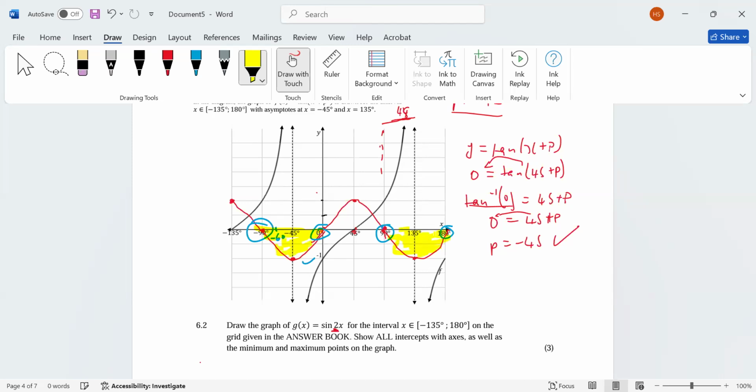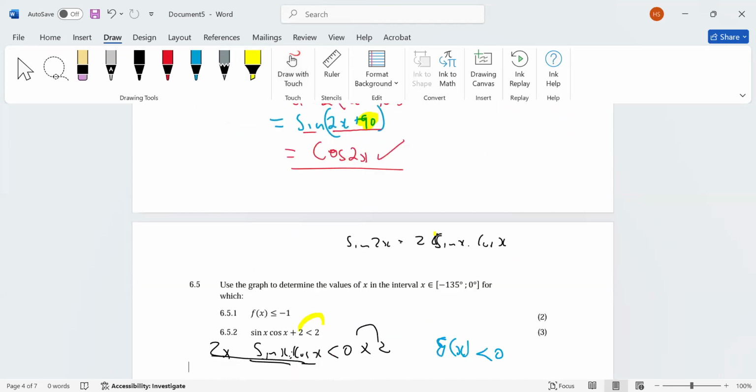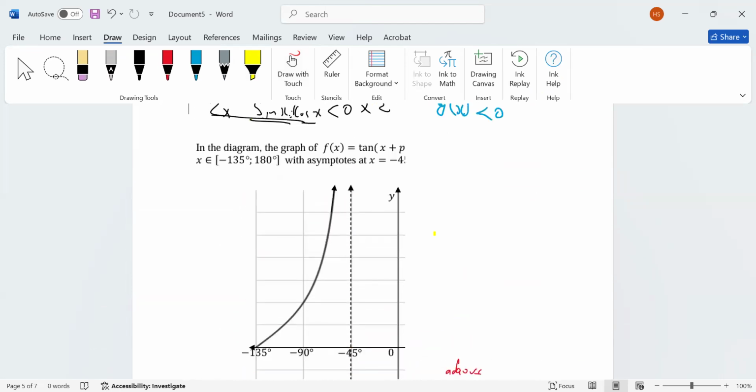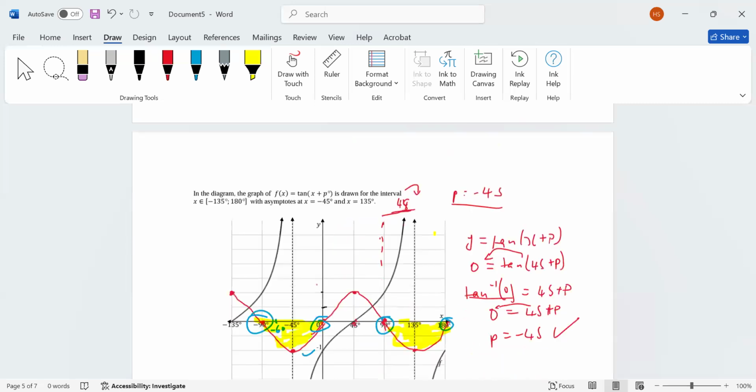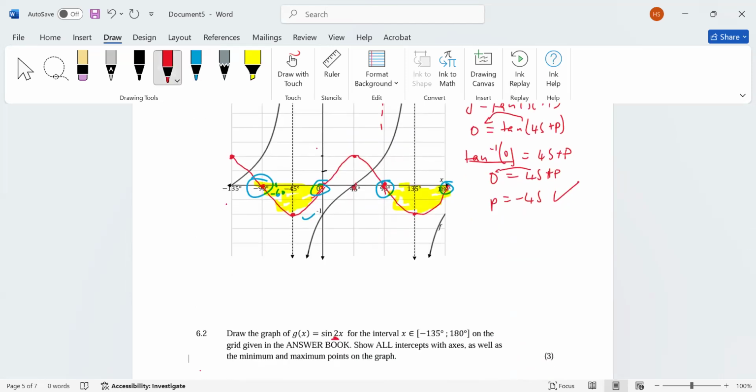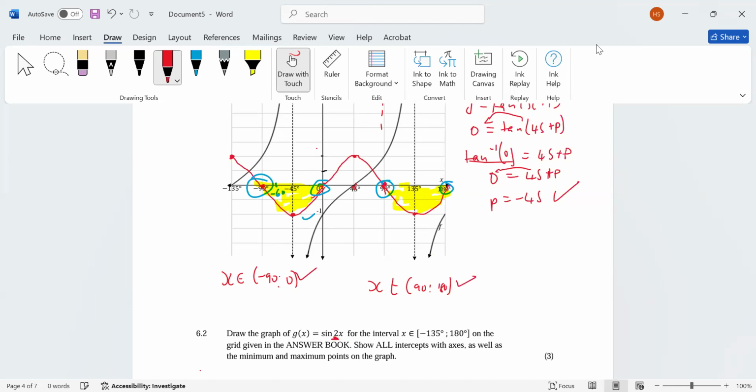So what are we going to write as our answer? Let me put it here. So we have x is an element from negative 90 up until 0, and x is an element from positive 90 up until 180. And then we are officially done with the trig functions.